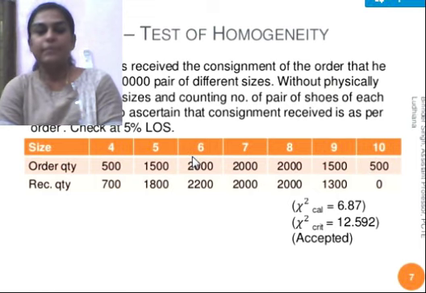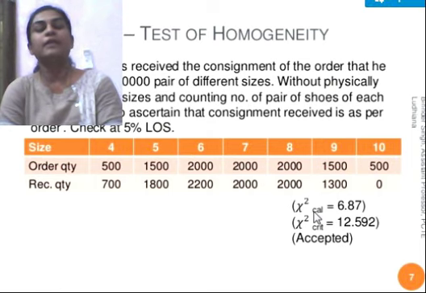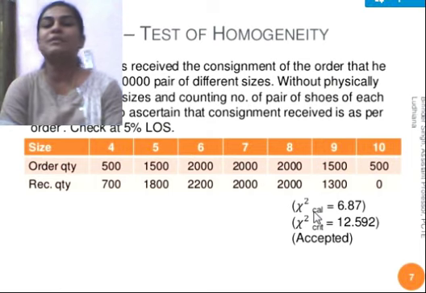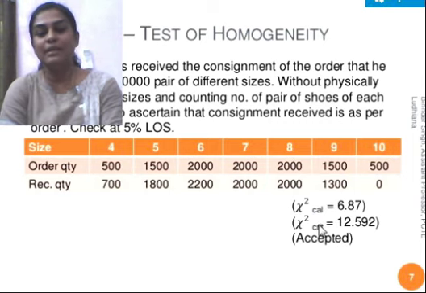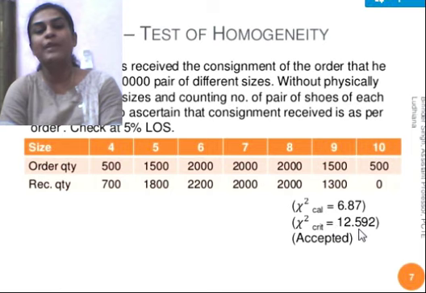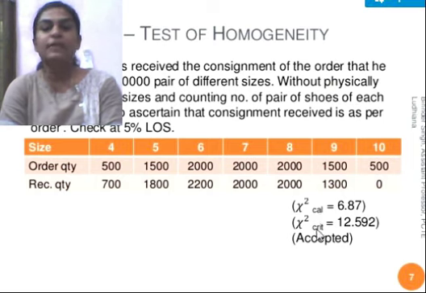Once the calculation part is completed, we go for the test of homogeneity. The chi-square calculated value after calculation is 6.87, and it is compared with the table value, the critical value, that is 12.592. Here the hypothesis is accepted because the calculated value is less than the critical value. Let us go for another one.